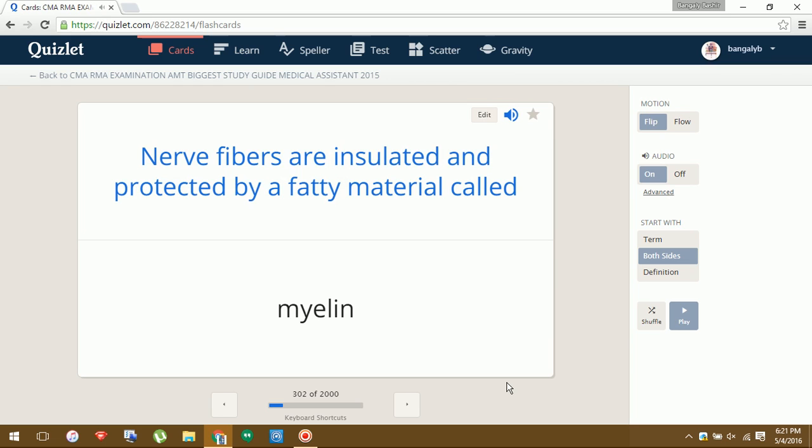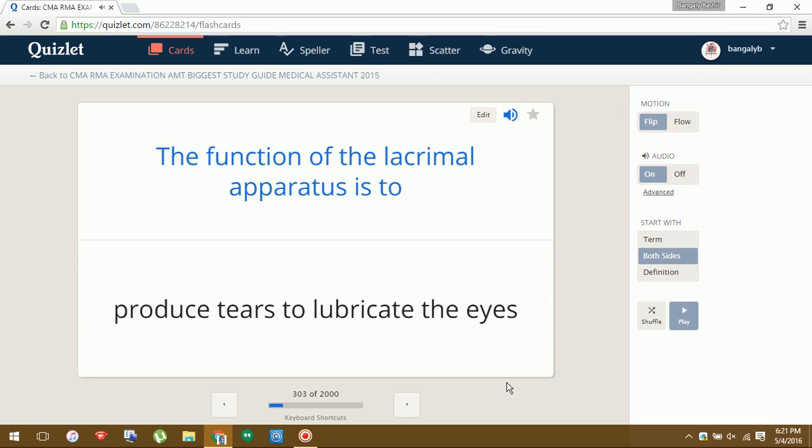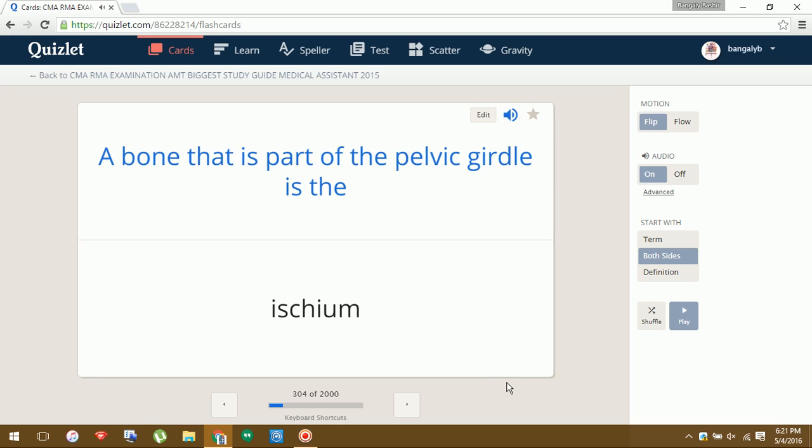Nerve fibers are insulated and protected by a fatty material called myelin. The function of the lacrimal apparatus is to produce tears to lubricate the eyes. A bone that is part of the pelvic girdle is the ischium.